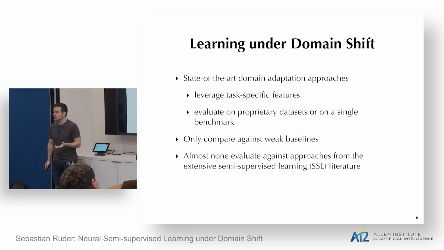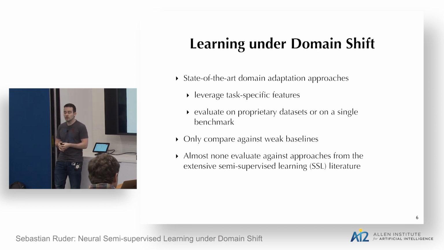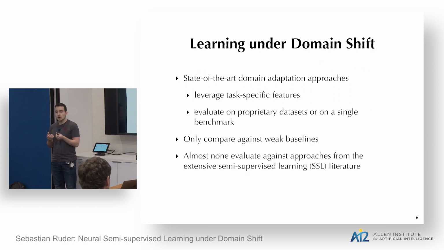And for this setting, just to give you a bit more background, a lot of state-of-the-art domain adaptation approaches really try to leverage or rely on task-specific features. So there have been a lot of approaches that, for sentiment analysis, for instance, rely on sentiment-specific words, or for part of speech tagging rely on distributional features which are specific to that particular task. In addition, a lot of the approaches also evaluate either just on one particular task and on one particular data set or a proprietary data set of that task, which makes it difficult to replicate or compare different approaches across different tasks.